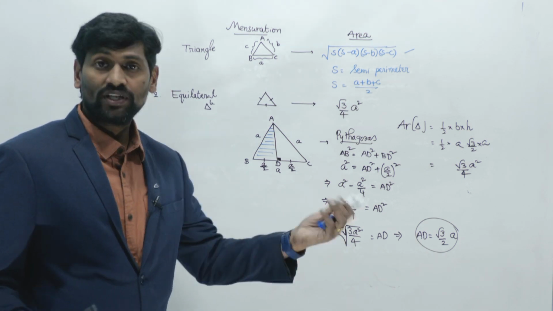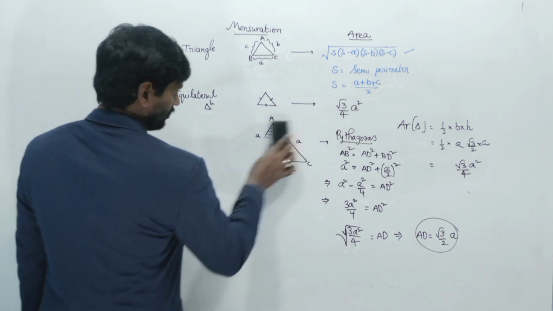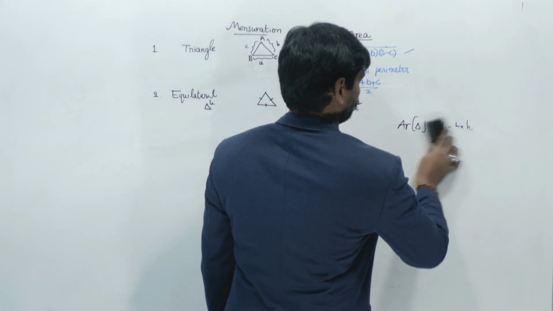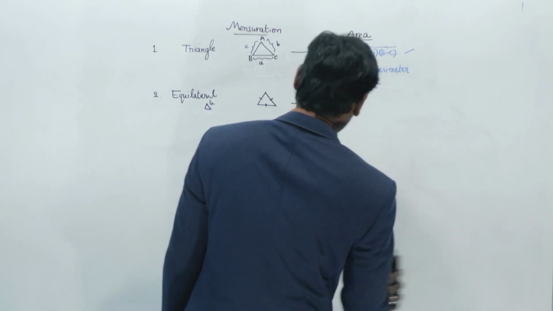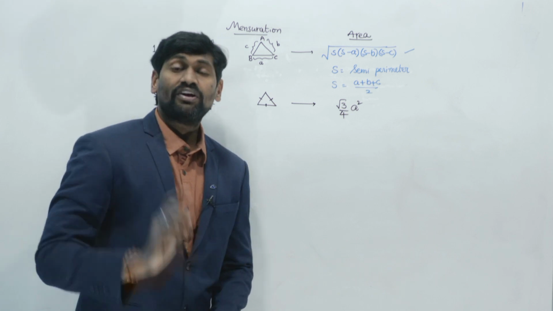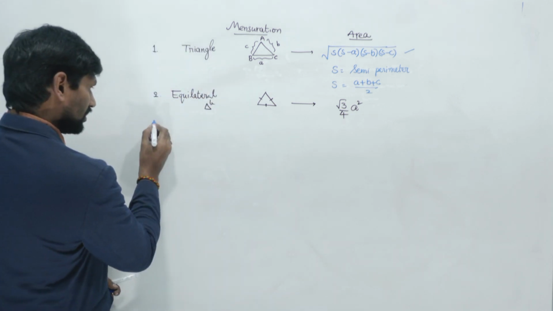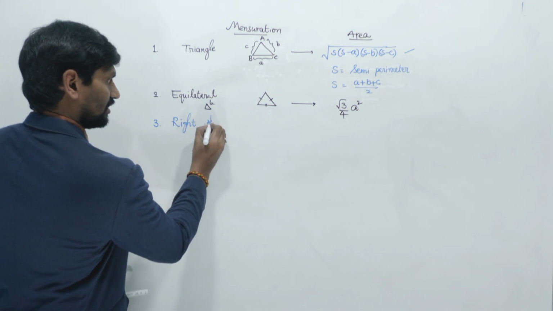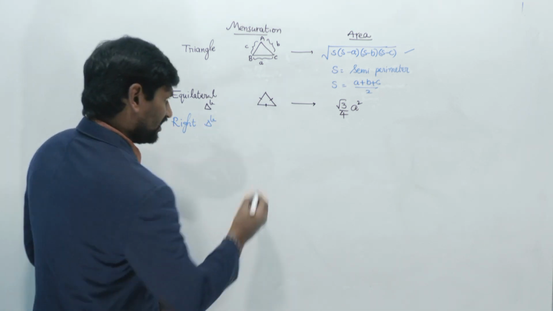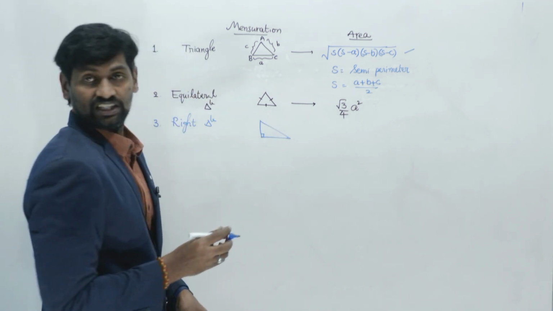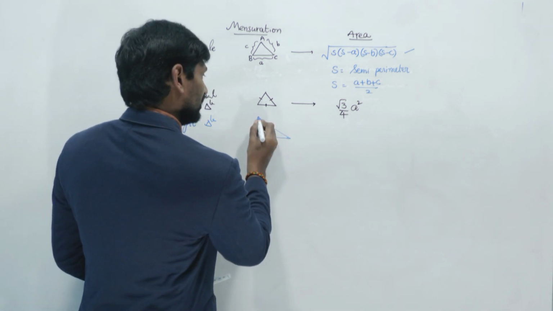Okay, let us go to the next one. Now, the area of a right angle triangle. Third one, right angle triangle. So this is the right angle triangle ABC.